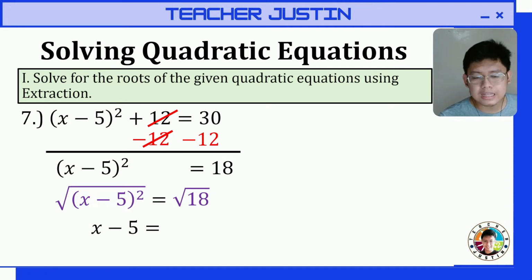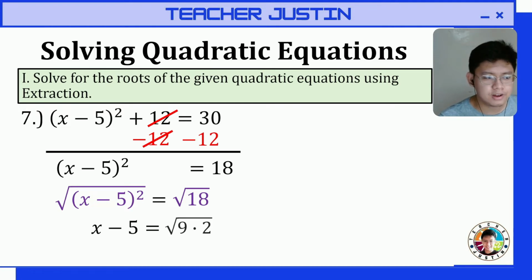Yung square root of 18 naman, 18 is not a perfect square. Pero, pwede natin siyang i-simplify. Kasi, one of the factors of 18 ay perfect square. So, isip tayo ng factors ni 18 na perfect square.